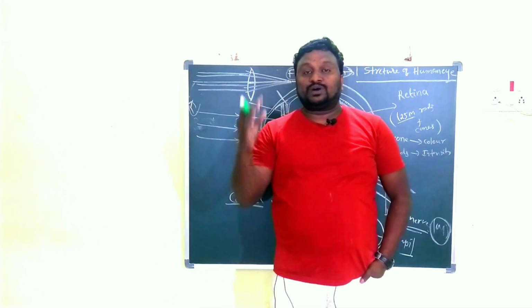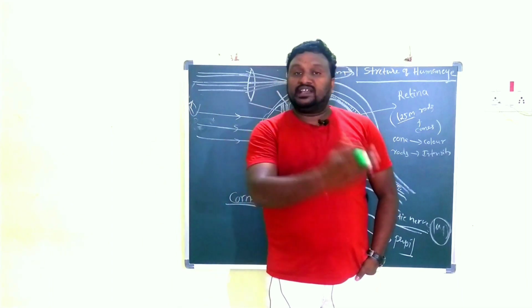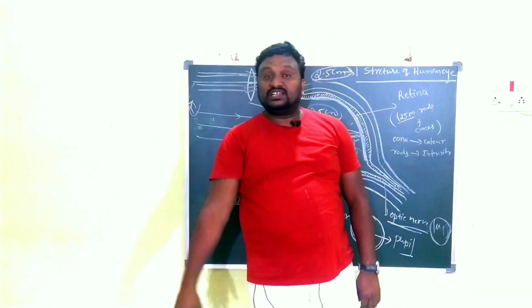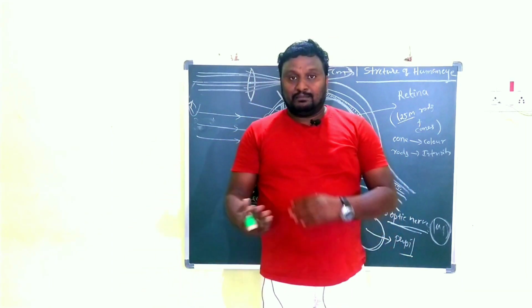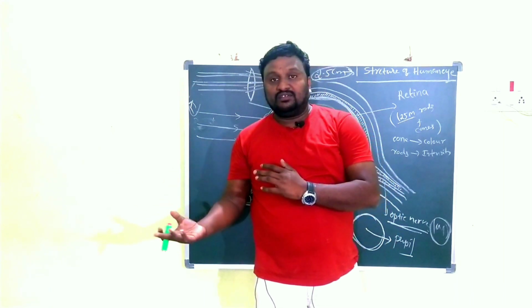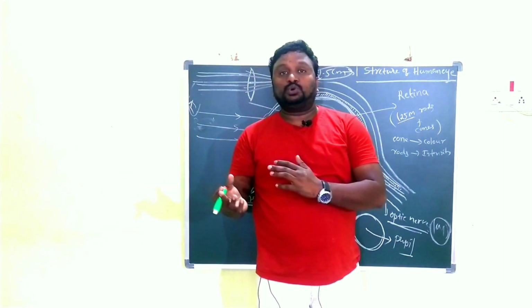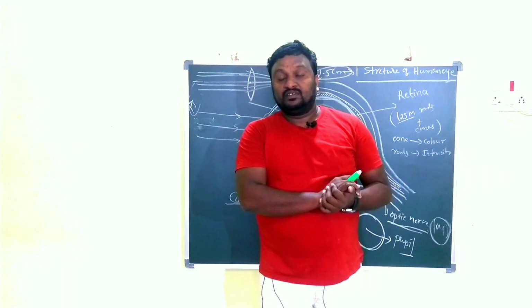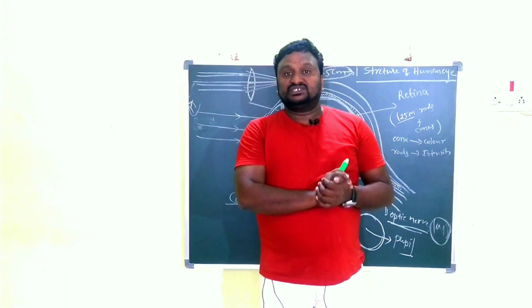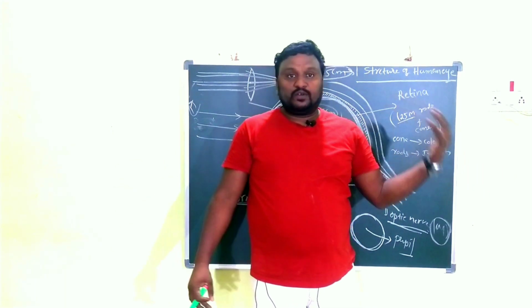1 by f is equal to 1 by v minus 1 by u. In that, what is u? Object distance. And what is v? Image distance. By changing the u values we will find the v value. By taking these two we will find the f value. So here the maximum focal length is 2.5 centimeters.